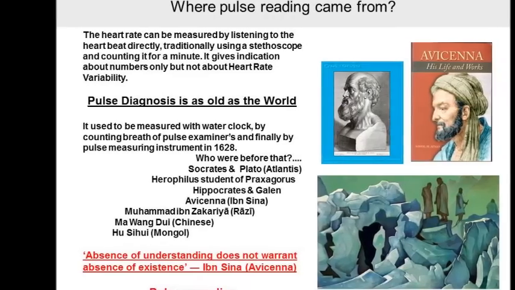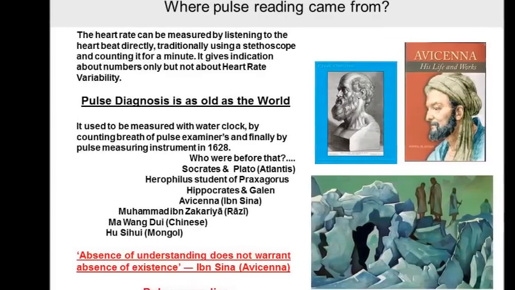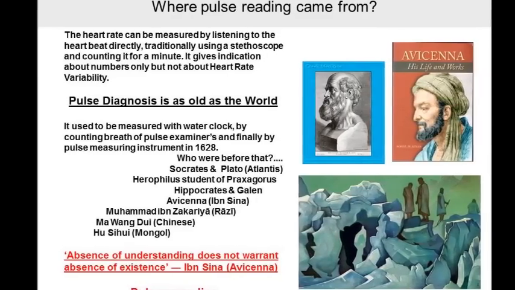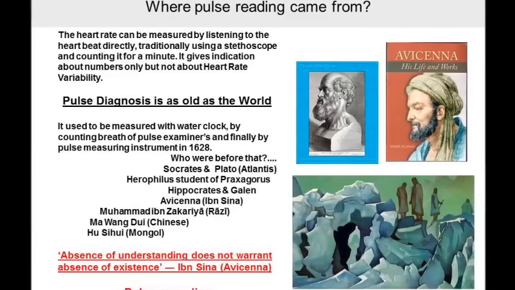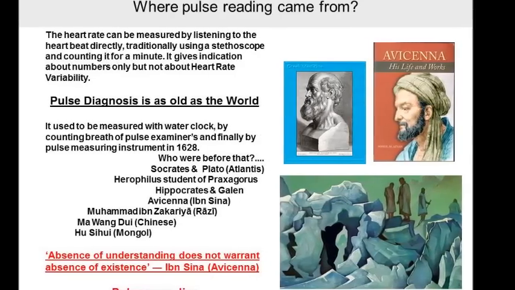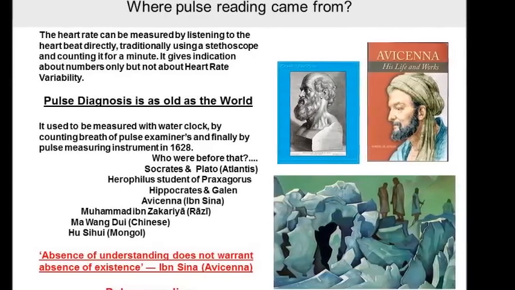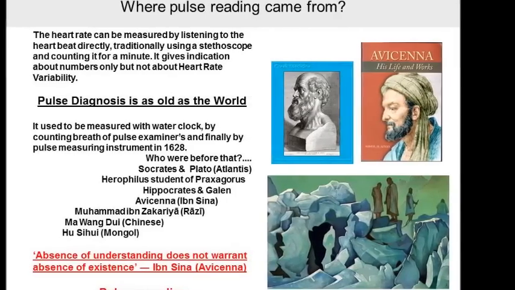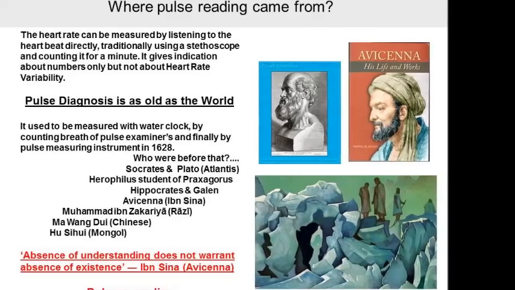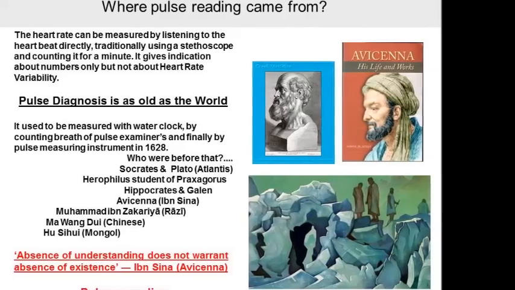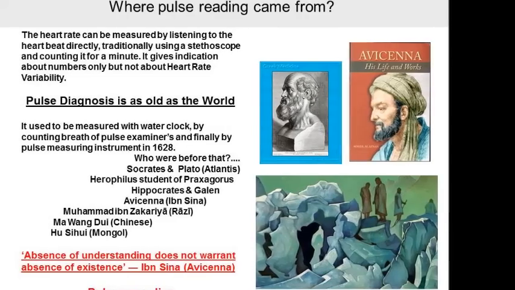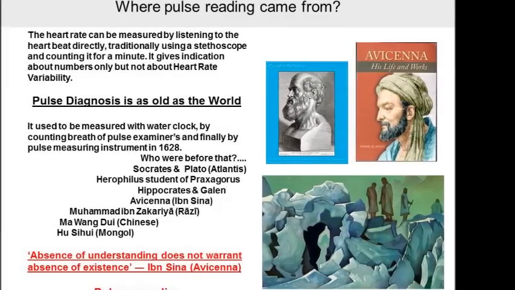And pulse diagnosis is actually as old as the world. It used to be measured many centuries ago with a water clock by counting the breath of pulse examiners, and finally by a pulse measuring instrument in 1628. Who before that, who first of humankind started reading the pulse?